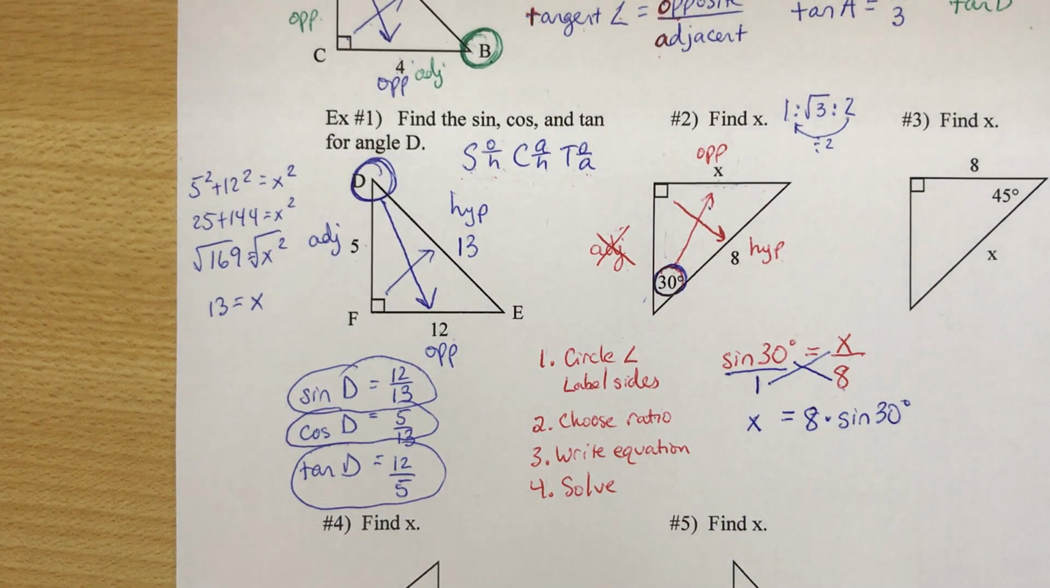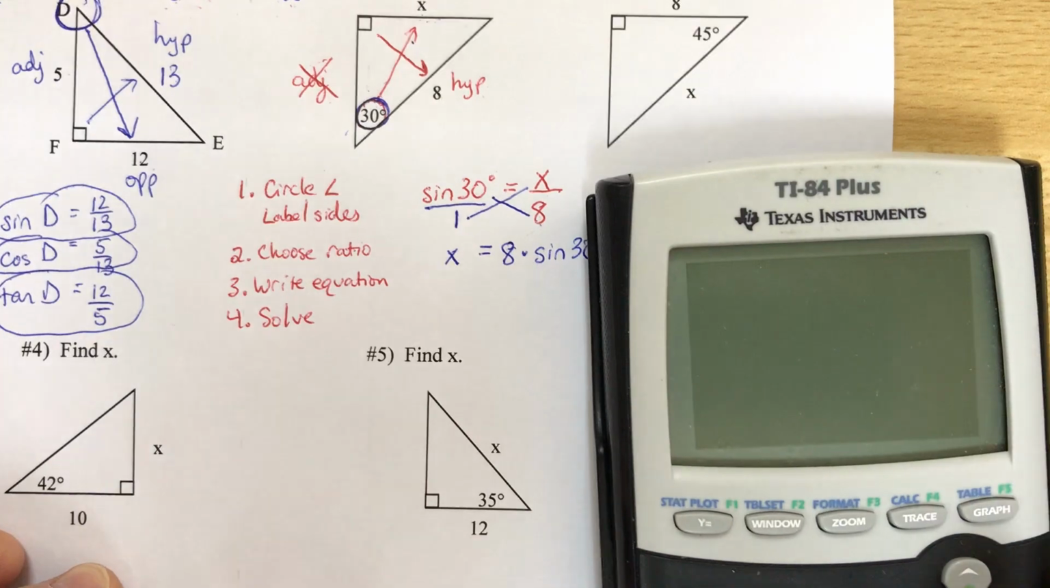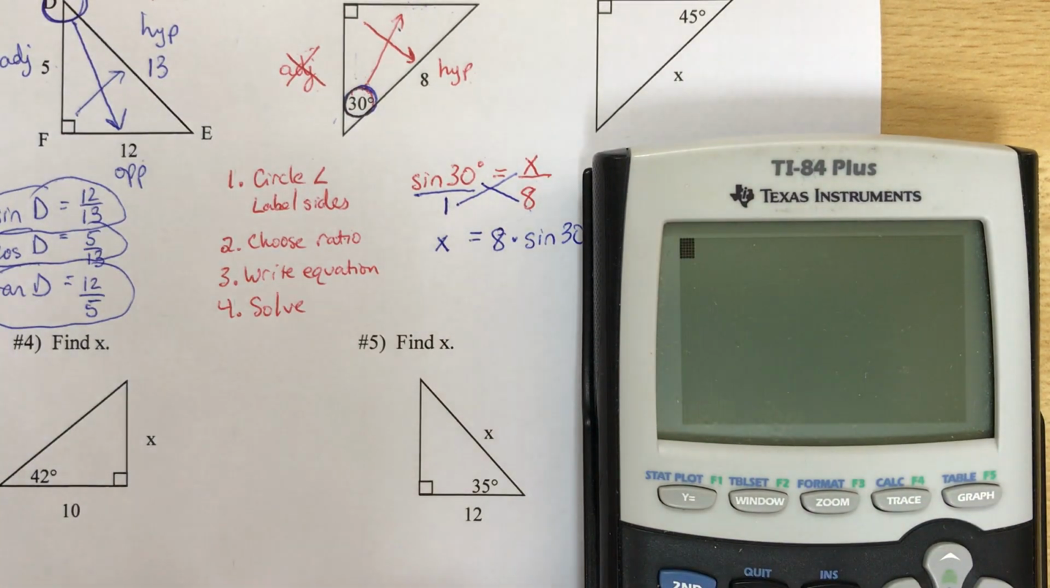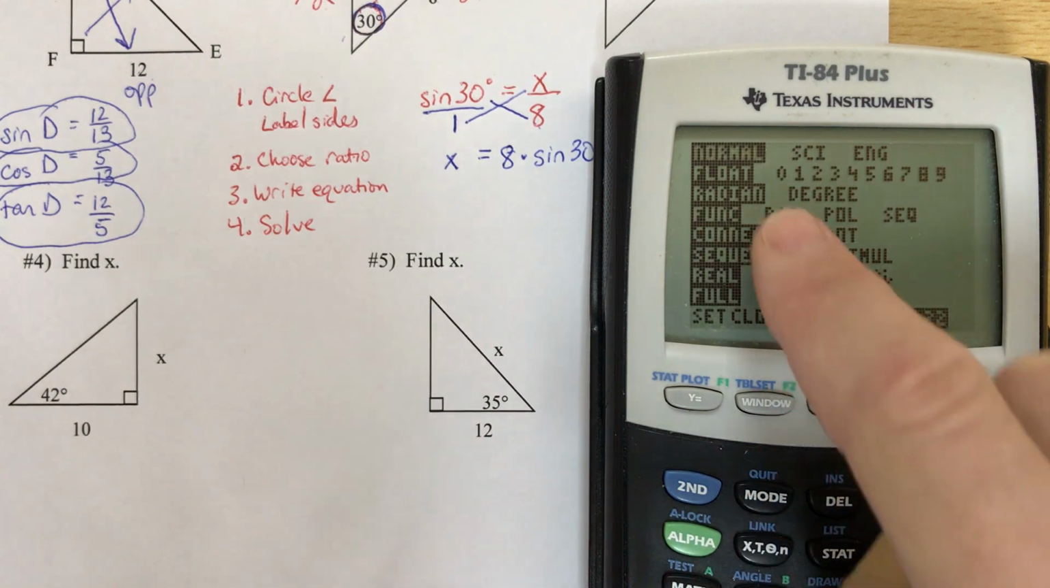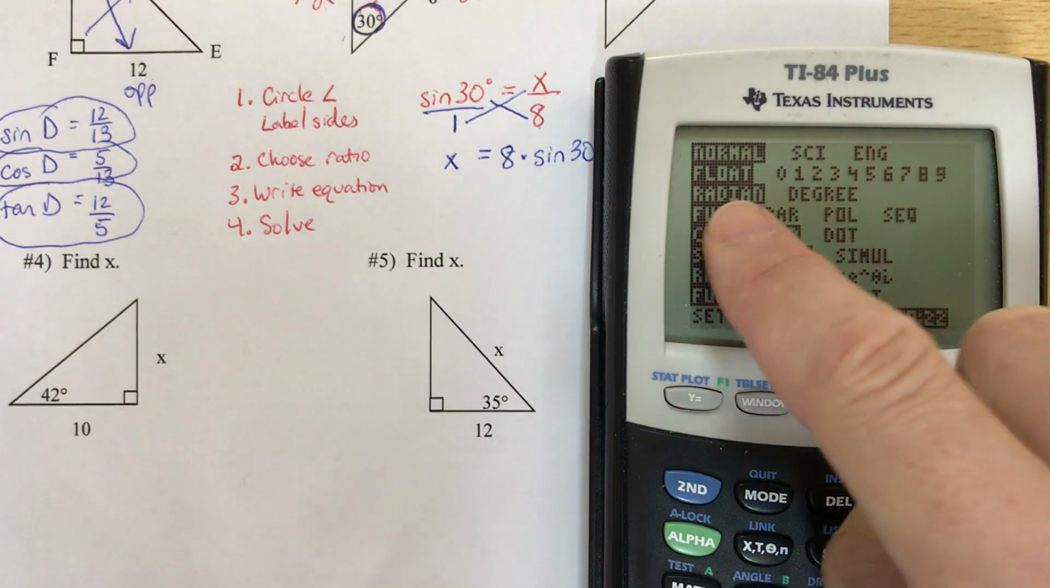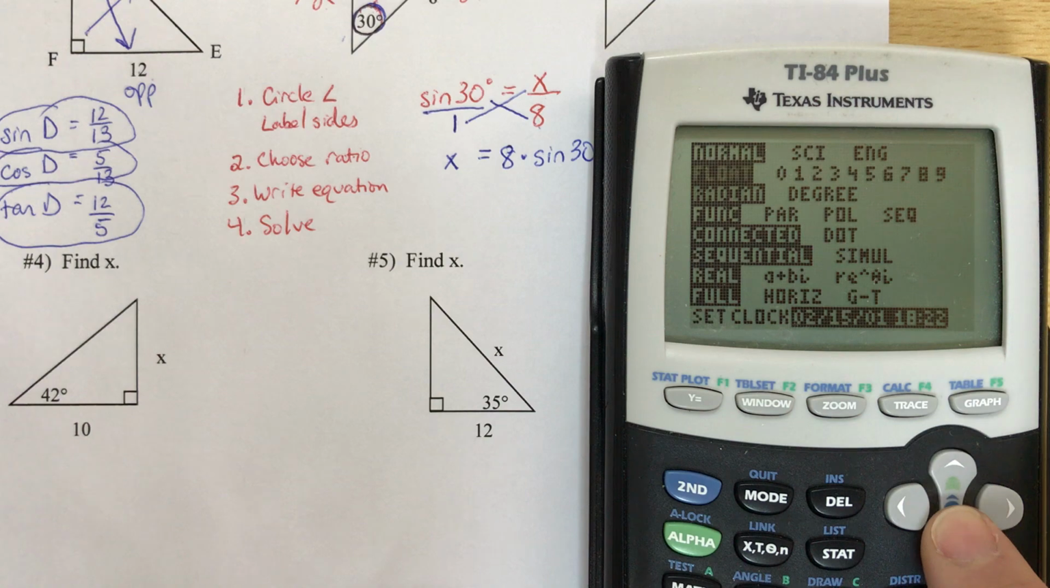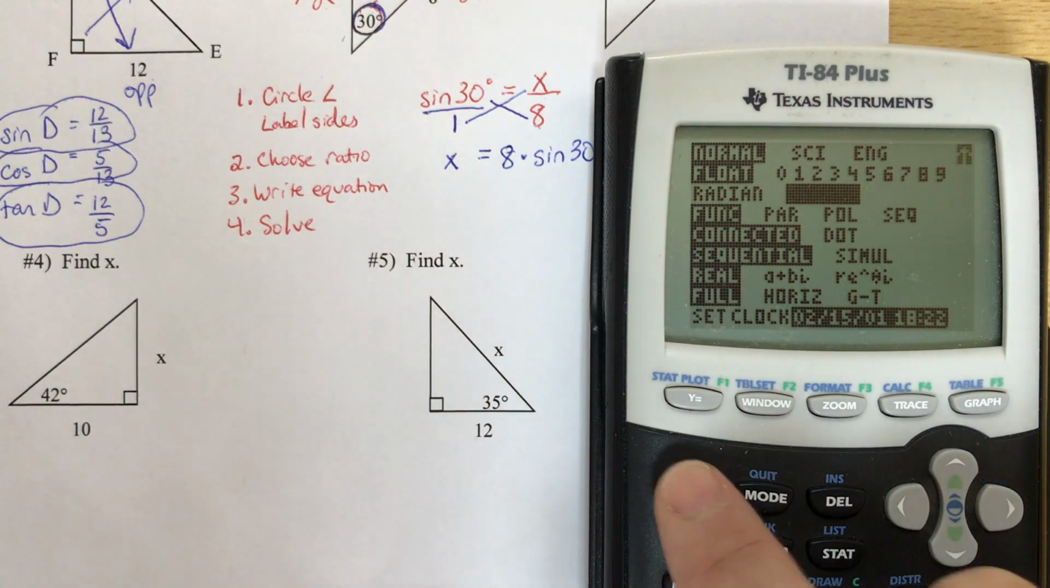All right, now this is where you would need to take a calculator. And I'm going to take a graphing calculator here. If you have a graphing calculator, what you need to make sure of first of all is that if you go to mode, you need to be in degree mode. Right now I'm in radians, which means I'm going to get every answer wrong unless I change it to degrees. So I'm going to do that.